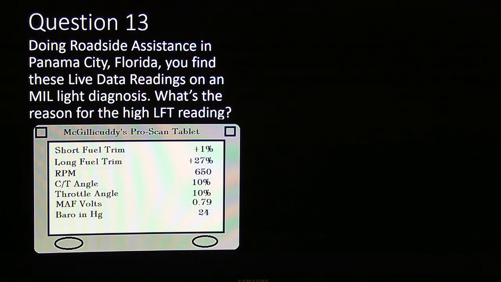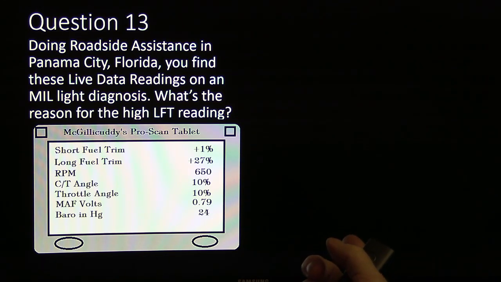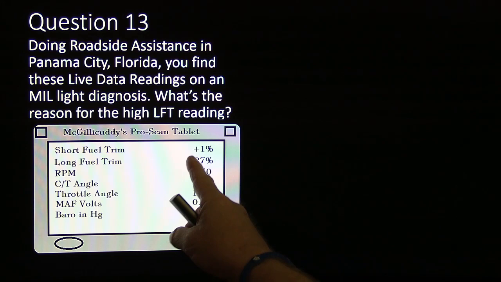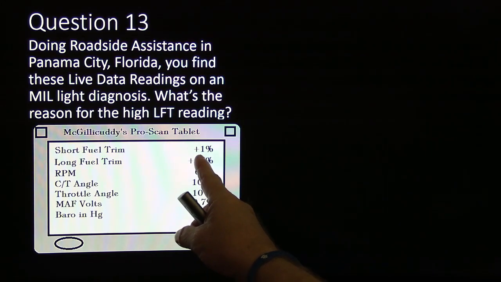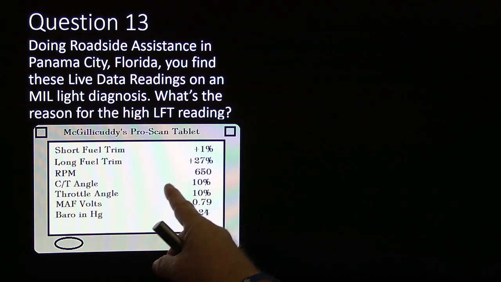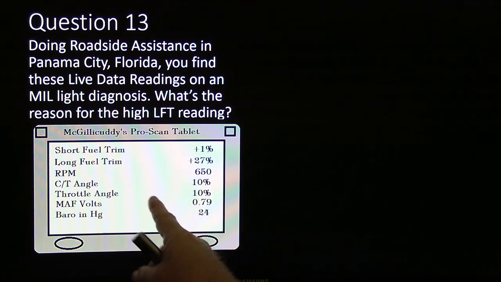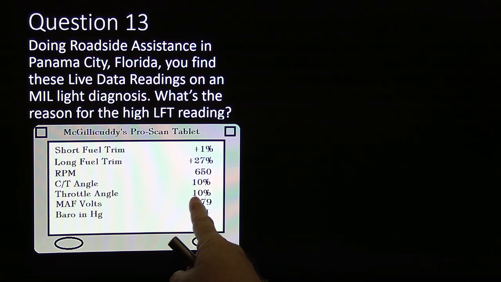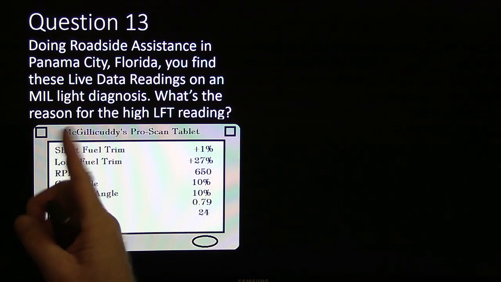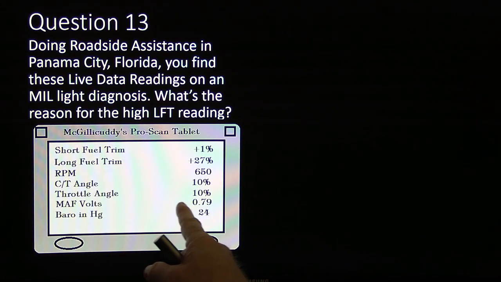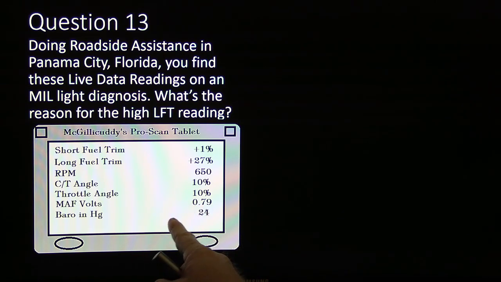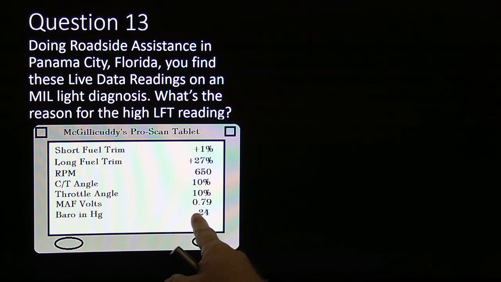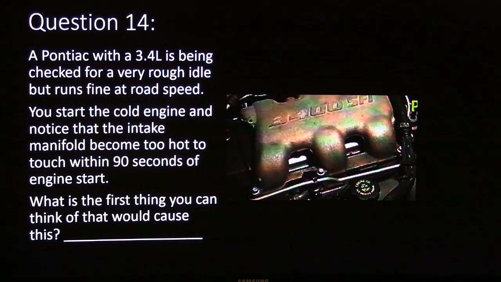During roadside assistance in Panama City, Florida, you find these live data readings on a MIL light diagnosis. What's the reason for the high long fuel trim reading? You might notice that short fuel trims are at 1% more or less, long fuel trims at plus 27, RPMs at 650, closed throttle angles at 10%, throttle angles at 10%, which means it's at closed throttle, idling. Mass airflow volts is 0.79, and baro in inches Hg is 24.